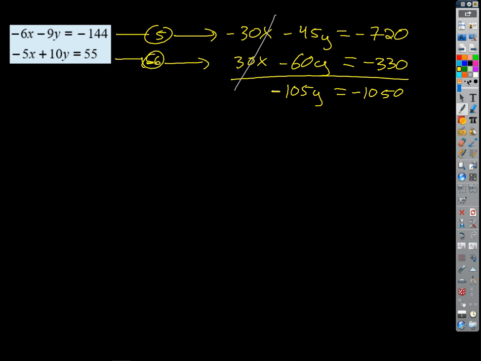Good. And so now if I divide each side by negative 105, what do we get? 1,050 divided by 105, I've just got an extra 0 there, don't I? These cancel to 1, but then there's a 0, so I just get negative 10. Okay, so anyway, you could take it from there. Now all I'd have to do is plug that into one of the two equations and solve for x.